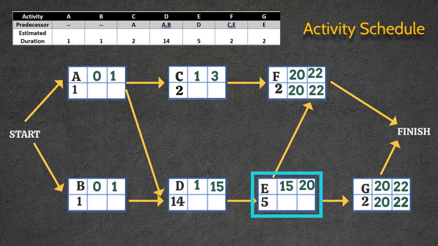E has two successors which are activity F and activity G. The latest start time for both activities is 20. This means that the latest finish time for activity E will also be 20 weeks.